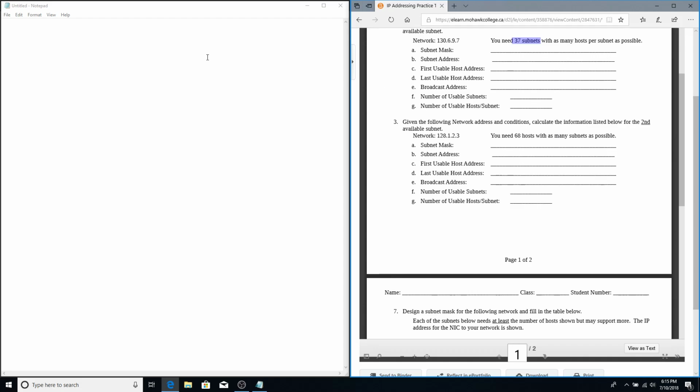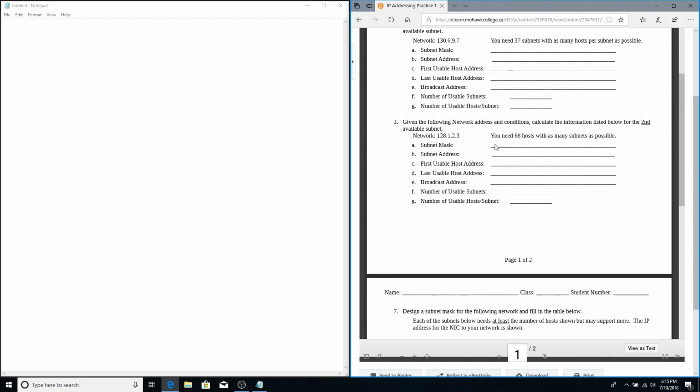If you do have any questions, let me know, but we're just going to start right with question type 3, and I'm going to use the same example that you have for your eLearn practice tests. It says, given the following network address and conditions, calculate the information listed below for the second available subnet. The network address is 128.1.2.3, and you need 68 hosts with as many subnets as possible.